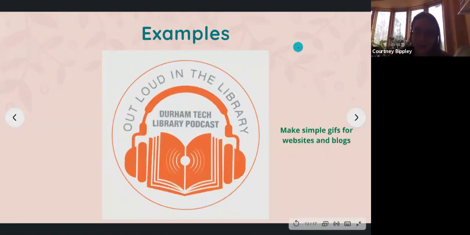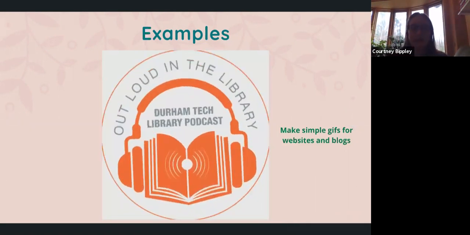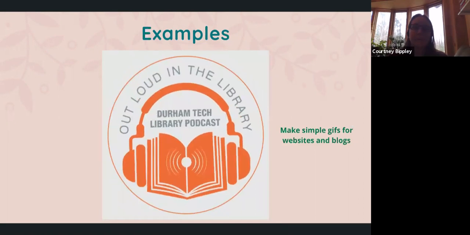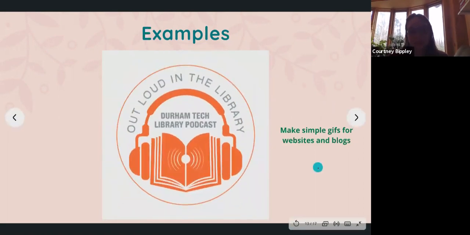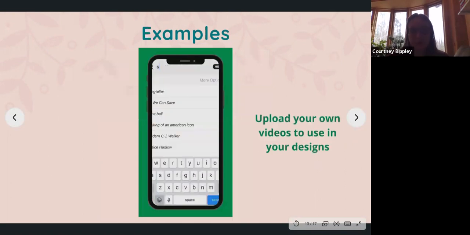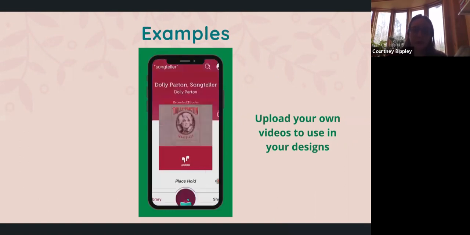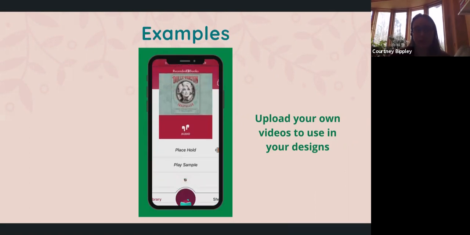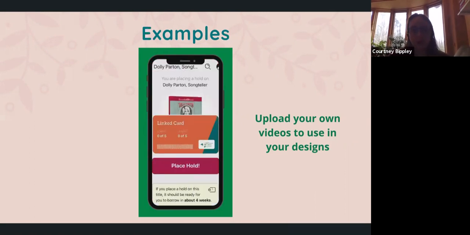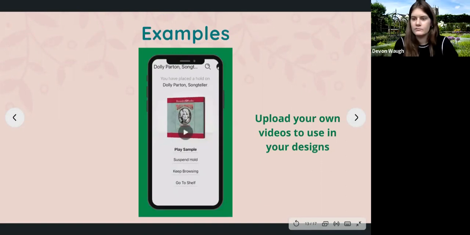You can make GIFs. And the GIFs that you can make are pretty simple ones, but they're cute. And you can also make videos. So this is an Instagram story that I made and posted on our Instagram. I recorded the video on my phone, uploaded it to Canva, and put it in this iPhone frame here. And then I was able to download the whole Instagram story and post it to our library Instagram story.